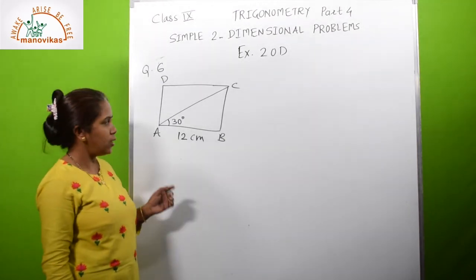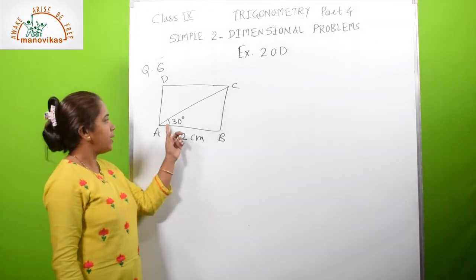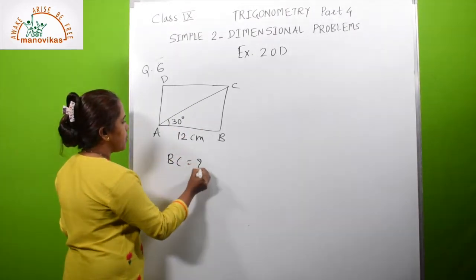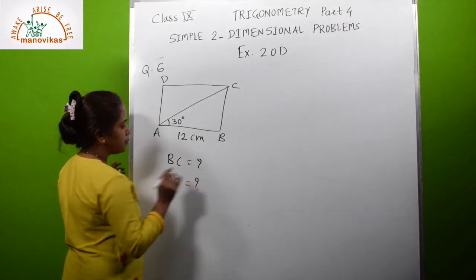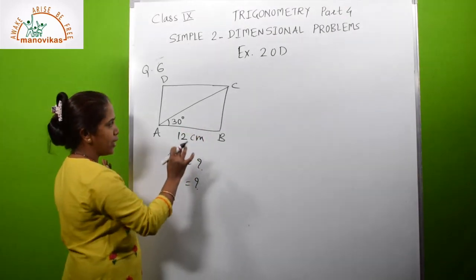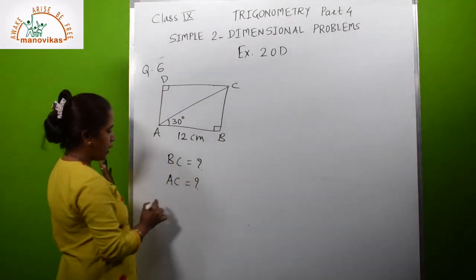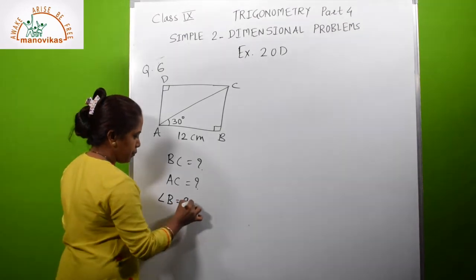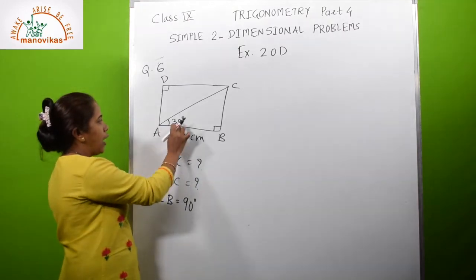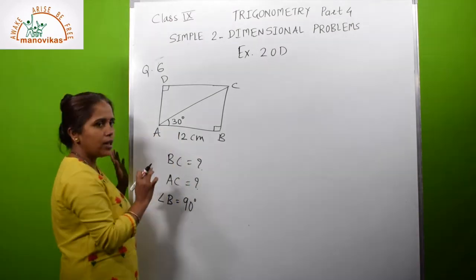Now see question number 6. What is given in this question? In rectangle ABCD, AB is given 12 centimeter and angle BAC is 30 degree. We have to find BC and diagonal AC. Again here one side is given, we have to find the adjacent side of the rectangle. Now again, in a rectangle all the angles are 90, so angle B will be 90 degree. So again ABC will be a right angle triangle.